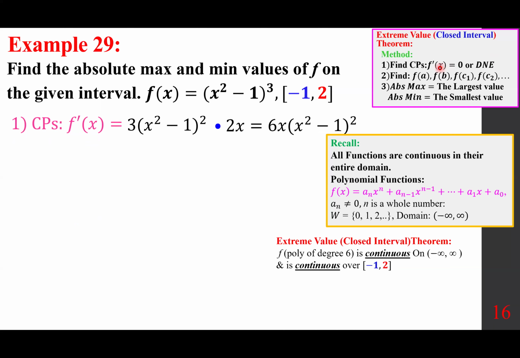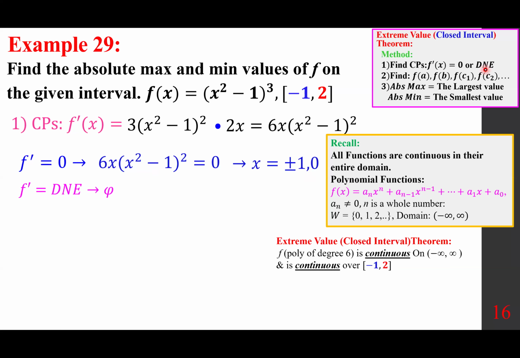To find the critical points, you have to set it equal to 0. When you set this equal to 0, this gives you x equal to 0. This gives you x squared equals 1, which is plus minus 1. So there are three answers. Also, you look at where f prime does not exist. F prime itself is a polynomial of degree 2 times 2, 4 plus 1, 5, and it exists everywhere. So where it doesn't exist, there is no solution. There are three answers here.